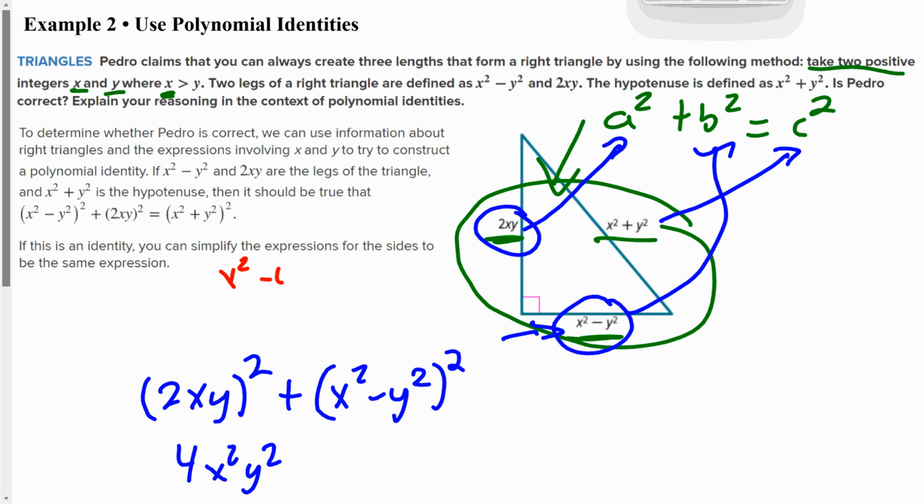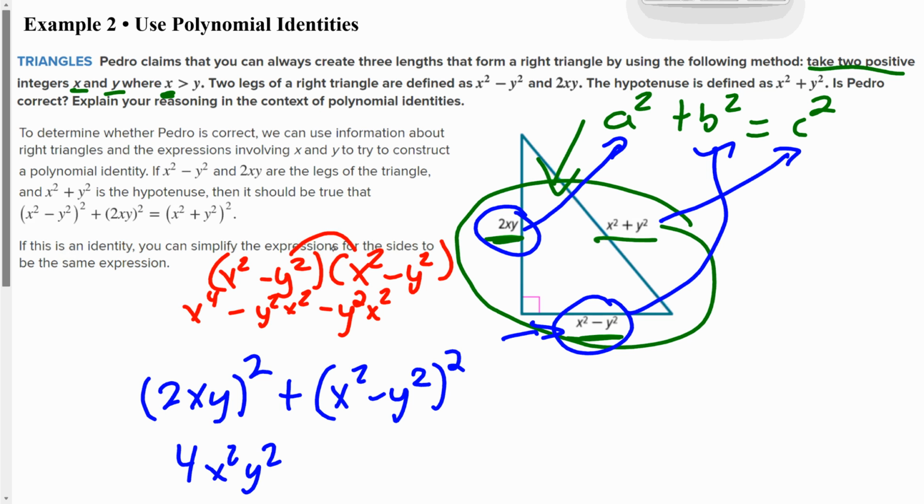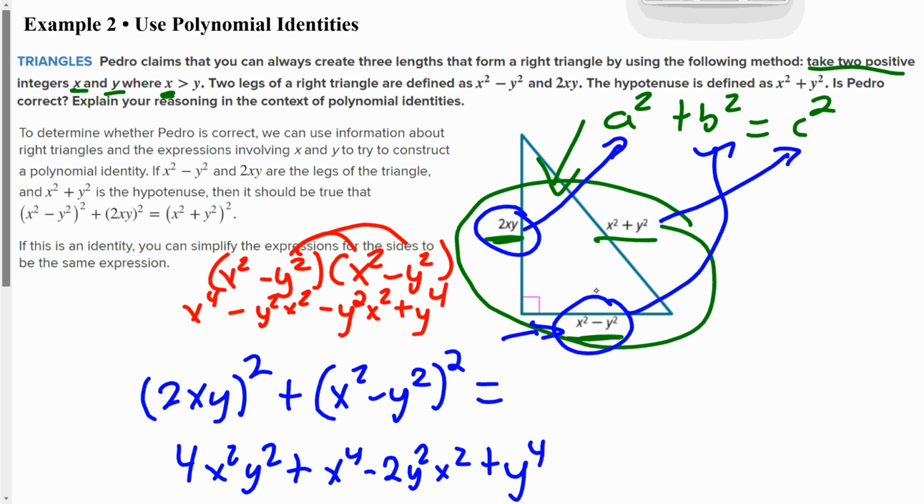That'd be x squared minus y squared times x squared minus y squared, which is x to the 4th minus y squared x squared, or you could switch those, and then multiplying these together, which is another minus y squared x squared, and then these two together would be plus y to the 4th. Okay, so that's that one. So that would be x to the 4th minus 2y squared x squared, and then plus y to the 4th.